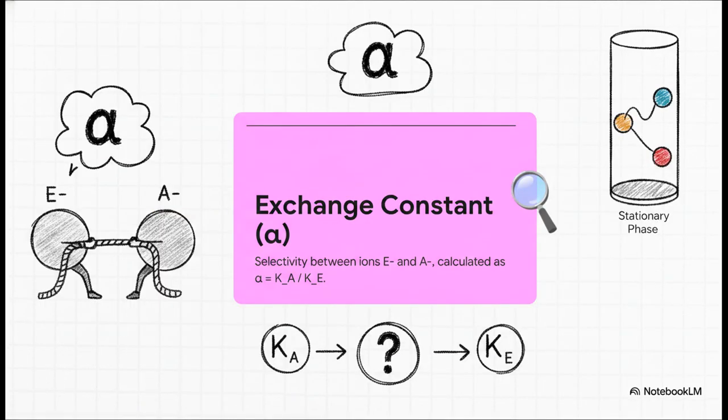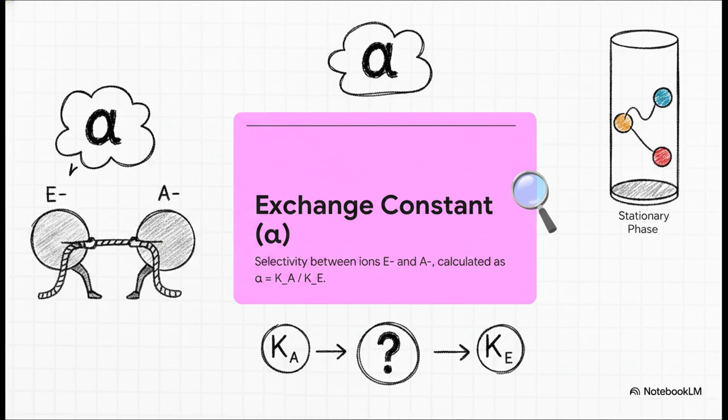And this tug-of-war is characterized mathematically by the exchange constant known as alpha. This is the mathematical representation of our selectivity. It dictates exactly how much preference the stationary phase has for one ion over the other. Alpha is calculated super simply by dividing Ka by Kb.